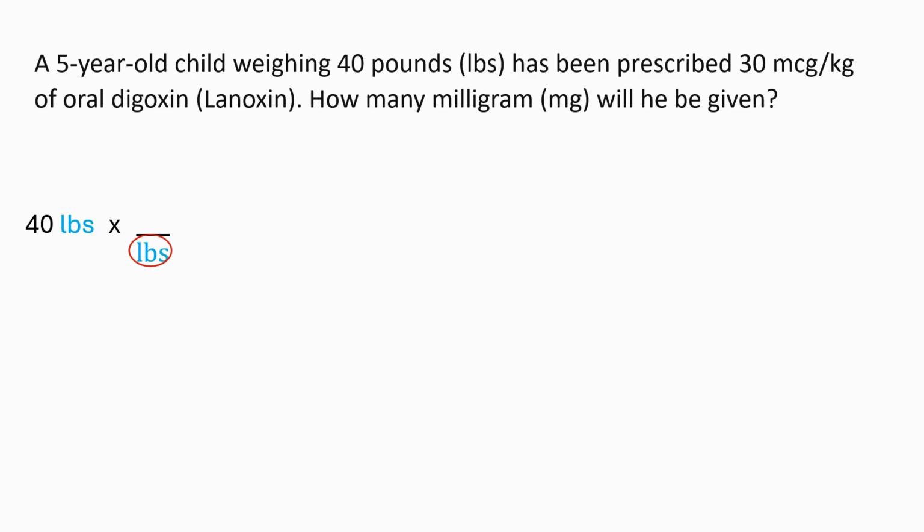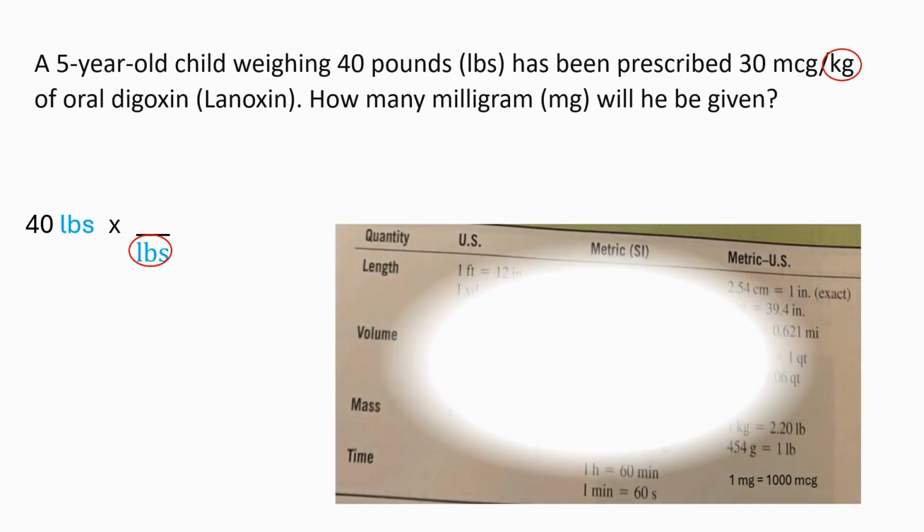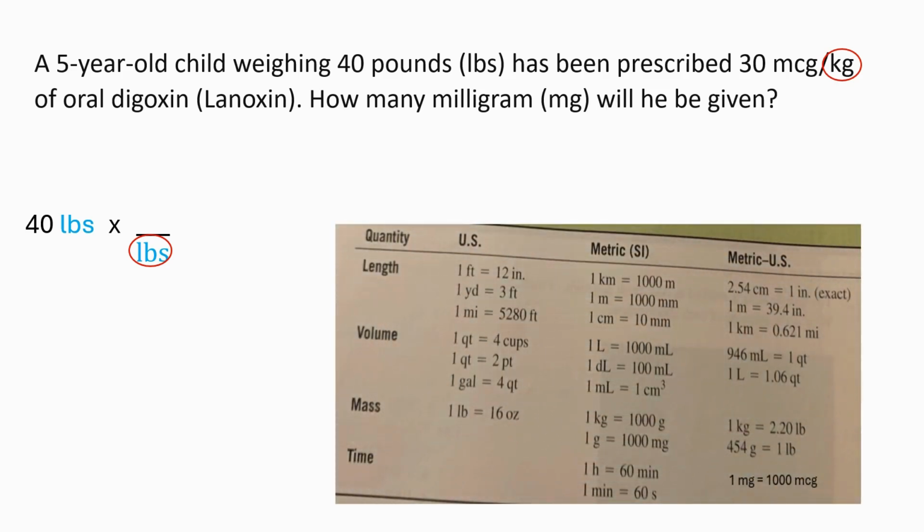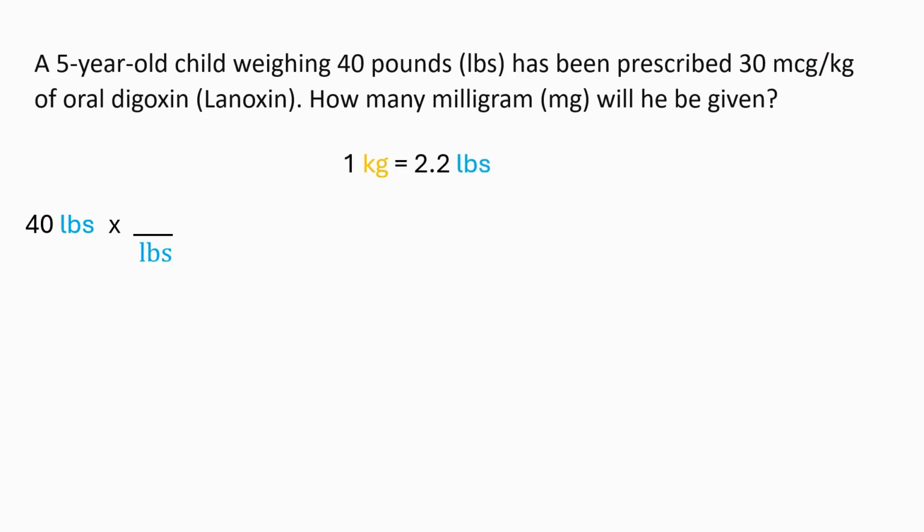Now, when we're looking at the question, we don't see pounds anywhere. However, we see kilogram. There is a relationship, a connection between pound and kilogram. Let's pull this conversion table, and if we look into it, we see that 1 kilogram is equal to 2.2 pounds. So we can use that. Let's rewrite it. 1 kilogram is equal to 2.2 pounds.